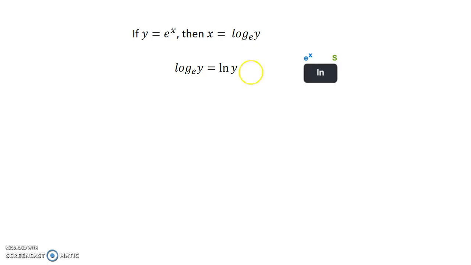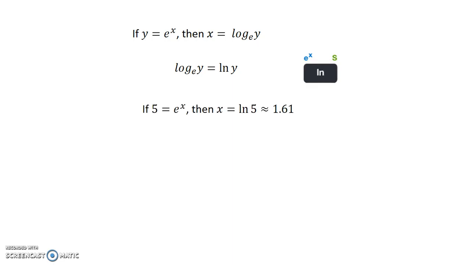If you look at your calculator, you'll either have a button that says e to the power x with a ln above it, or you'll have ln with an e to the power x above it, showing you that these are inverses of each other, which we'll come back to in about 10 seconds.